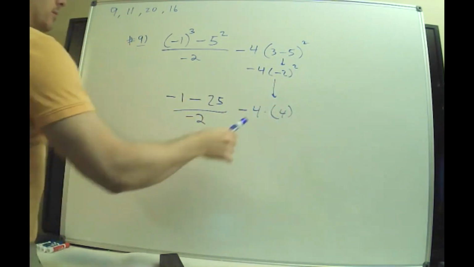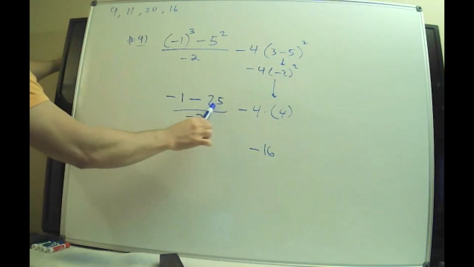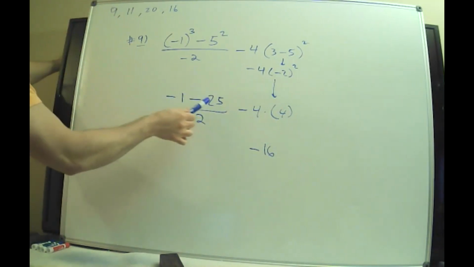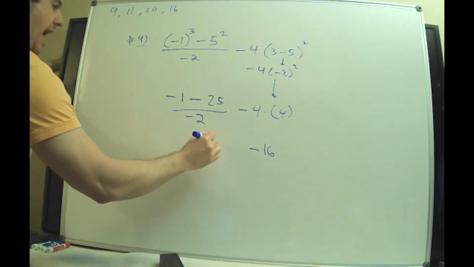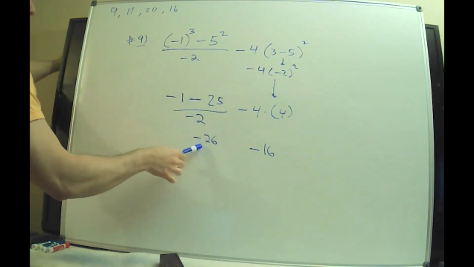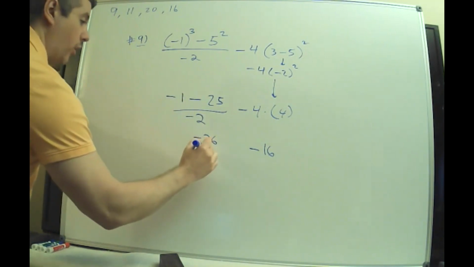Now I can distribute. So here I'm going to have a -16. Over here on top, I spend $1 and then I spend $25. So altogether I spend 26. Add the numbers, keep the sign. When the signs are the same, same sign rules. That was day 1 or day 2.